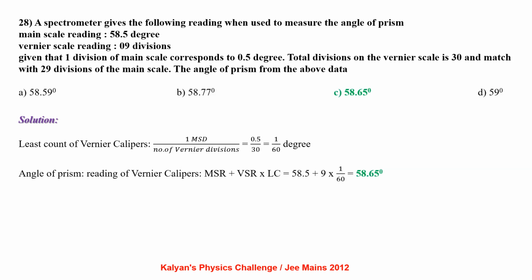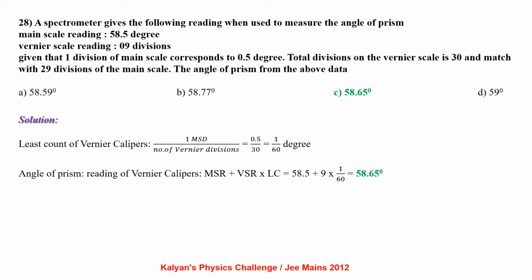A spectrometer gives the following reading when used to measure the angle of prism. Main scale reading 58.5 degree, vernier scale reading 9 divisions. Given that one division of main scale corresponds to 0.5 degree, total divisions on vernier scale is 30 and match with 29 divisions of the main scale.